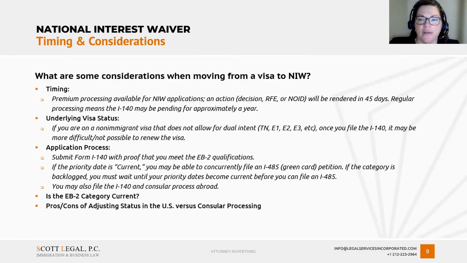You would apply for that immigrant visa at the U.S. consulate abroad by filing what's called a DS-260. Then after your interview with the consulate and approval, then you would be eligible to come here to the U.S. to enter as a permanent resident.